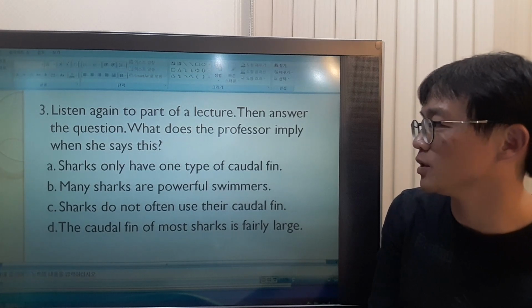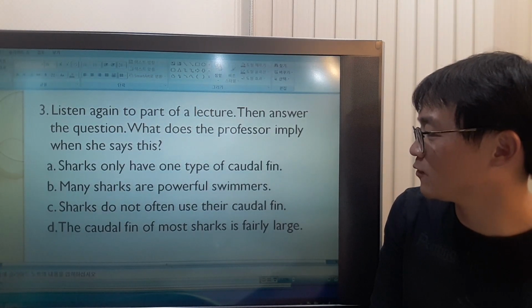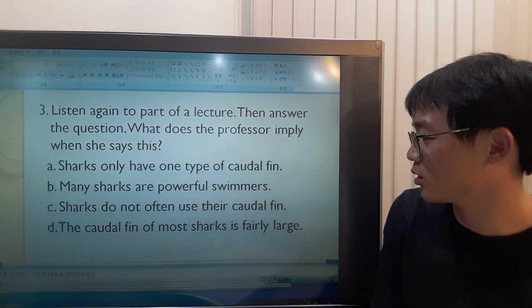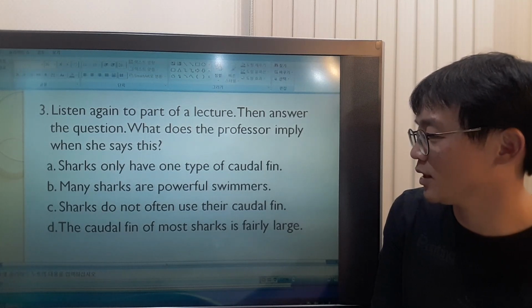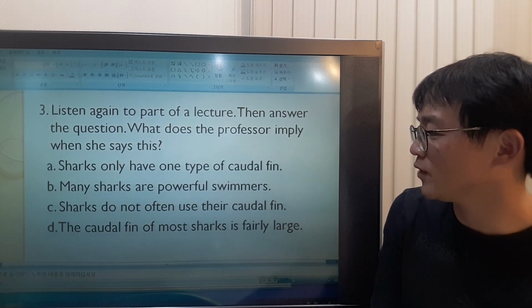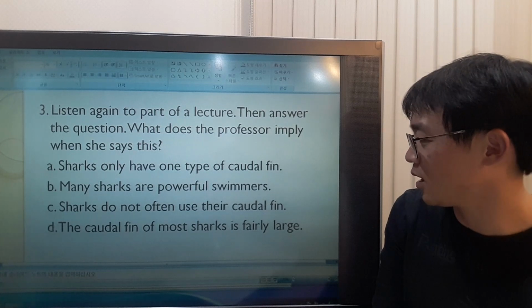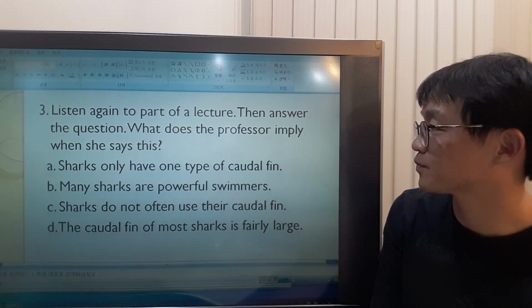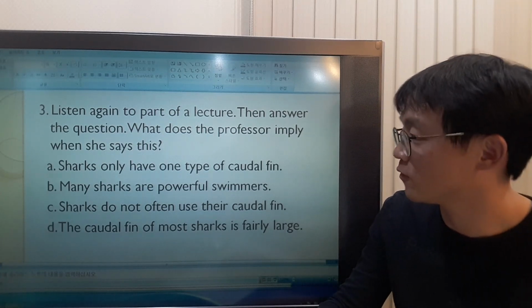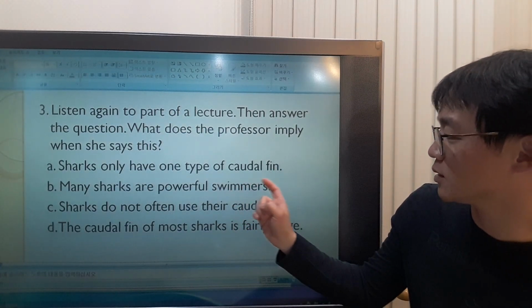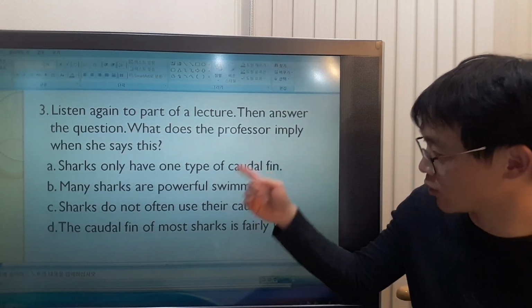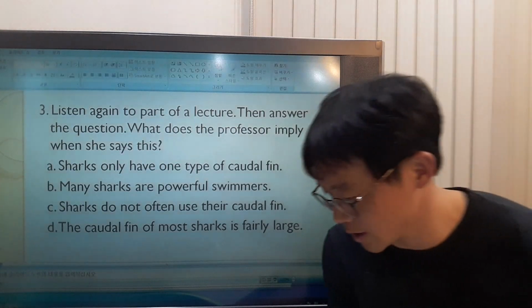Let's look at other options. Sharks only have one type of caudal fin. It doesn't imply that. Sharks do not often use their caudal fin. It doesn't imply that either. D, the caudal fin of most sharks is fairly large. This is not the answer either, because why this could be an answer, could be a reason for why the other options are not the answer. Okay?